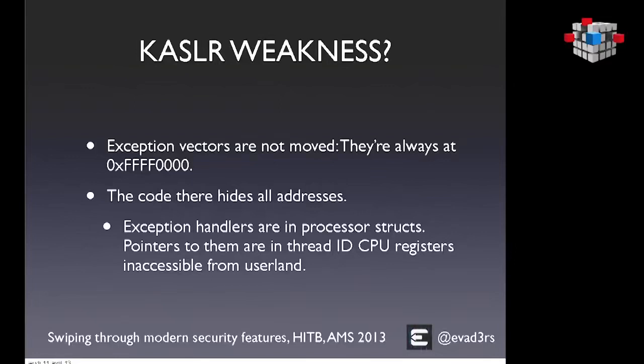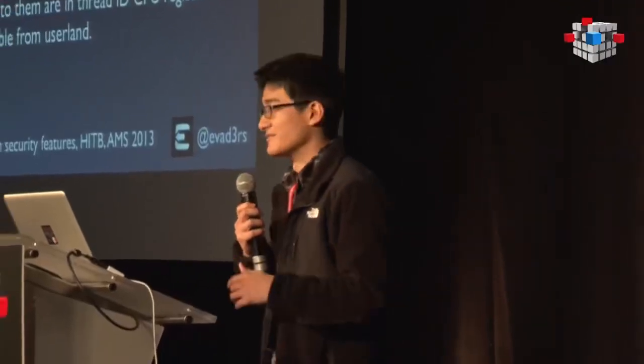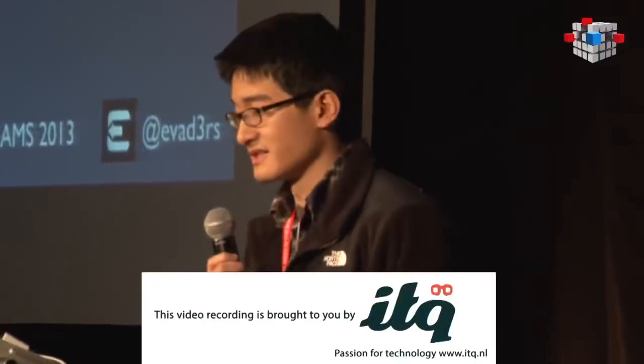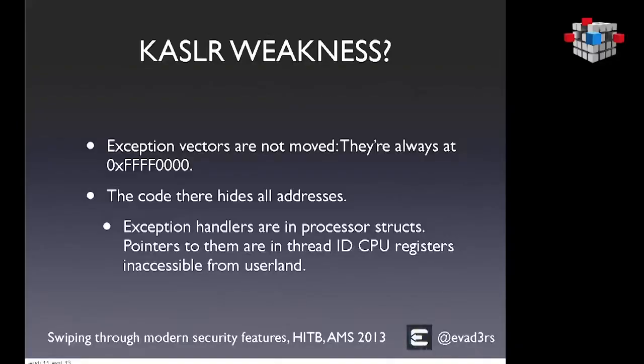Well, one of the first things that you'll see is that the exception vectors are not moved. These are ARM exception vectors. Whenever something happens like an IRQ or a syscall, the ARM processor jumps to entries in that exception vector. And the ARM processor hardware on iOS devices, as far as I know, only has two options for the location of these vectors, either at 0x0 or 0xFFFF0000. So that can't be moved. So the exception vectors in this case are always at that location.